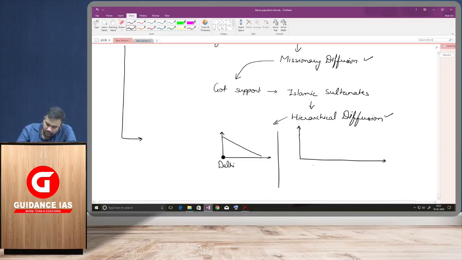As you move away from Delhi, the concentration declines but again rises. There was Awadh, there were other areas like Murshidabad, where Murshid Quli Khan established the center. There was Hyderabad. Okay? So as you move away from Delhi, generally the concentration declines.